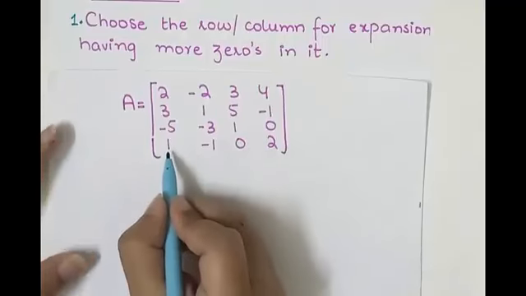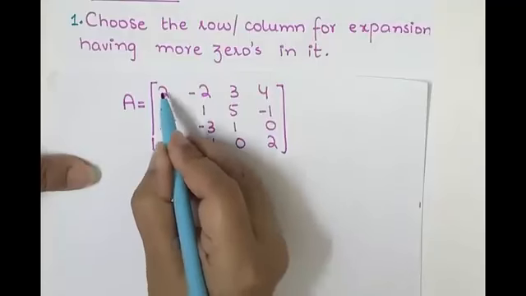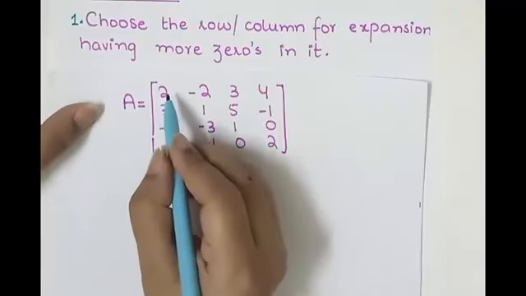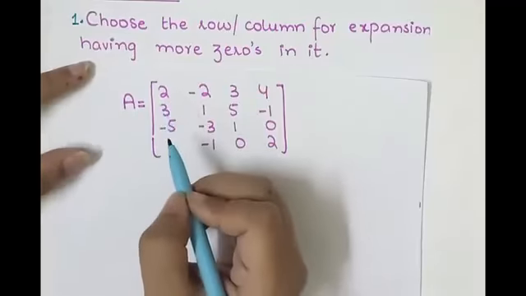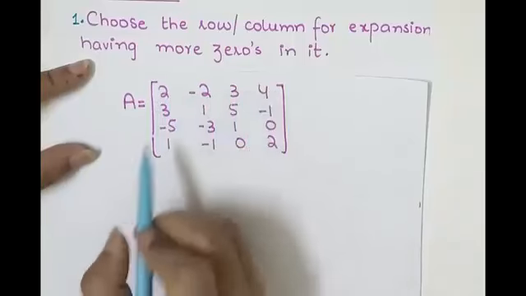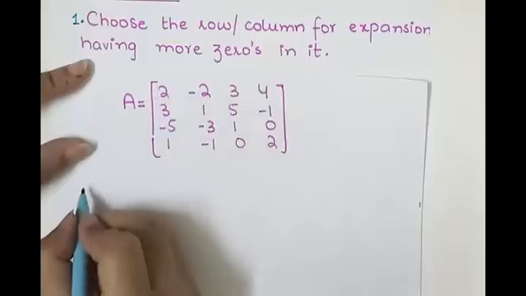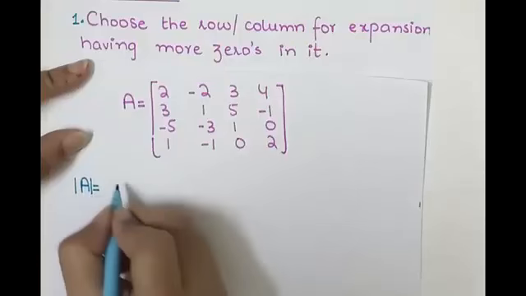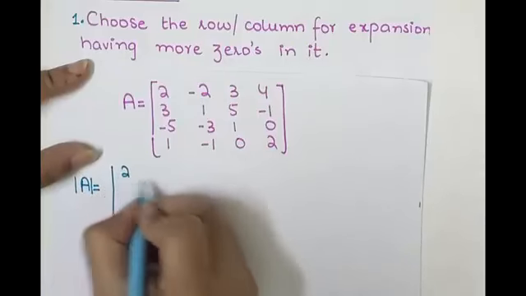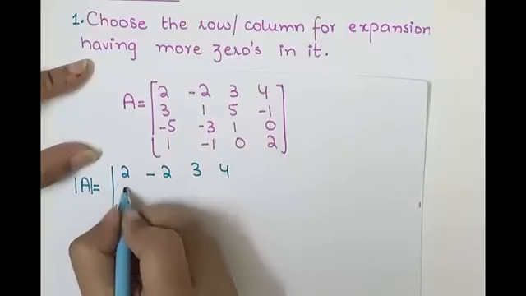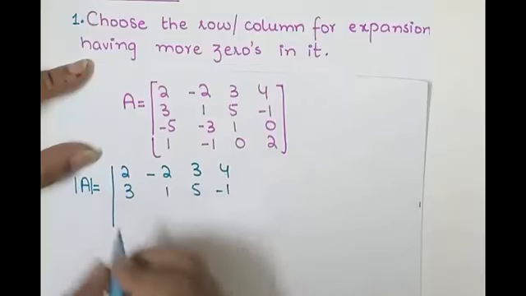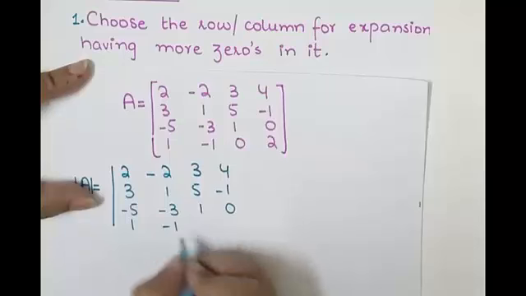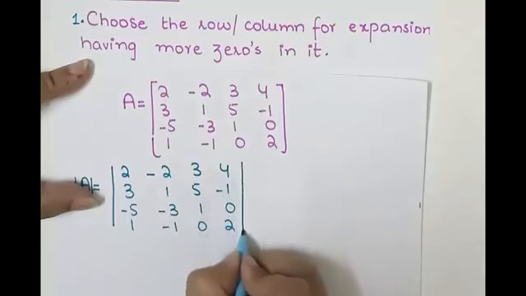Okay, so here we have 1. We can make 3 zeros here. We can choose any row and any column. I have chosen column number 1. So first we will make 0 in the first position here. So A is equal to, finding the determinant, first we will write it in determinant form: 2, minus 2, 3, 4; 3, 1, 5, minus 1; minus 5, minus 3, 1, 0; and 1, minus 1, 0, 2.